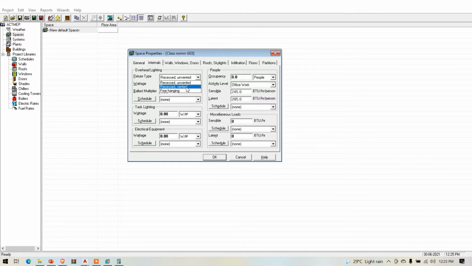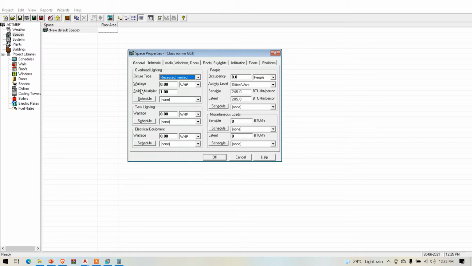If you have any queries, you can take a call with your electrical engineer. You can ask him whether they are going to fix vented lights or unvented lights. Those people give the inputs to you. So here in our case, since we have a false ceiling, the lights will be fixed to the false ceiling itself. I am going to consider it as a vented light.